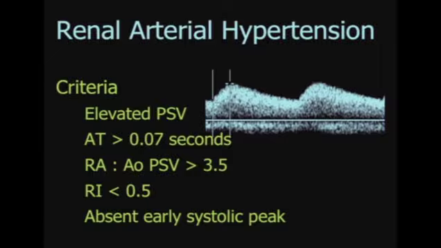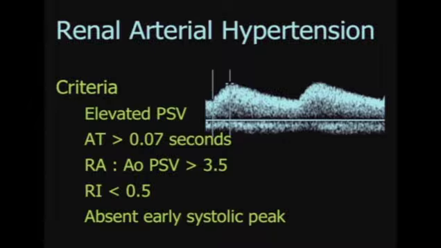So criteria for renal arterial hypertension from the American College of Radiology: an elevated peak systolic velocity. In adults, people use 1.8 or 2 meters per second. Again, in children, that's a little more difficult since they tend to be hyperdynamic and normal velocity measurements really don't apply. Certainly, if you have a delayed acceleration time of greater than 70 milliseconds, you can still use the renal artery to aortic peak systolic velocity ratio of greater than 3.5.